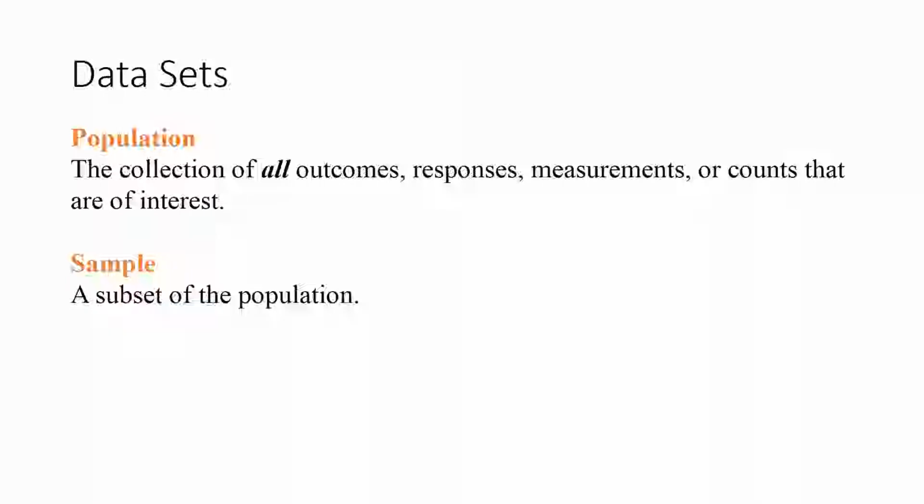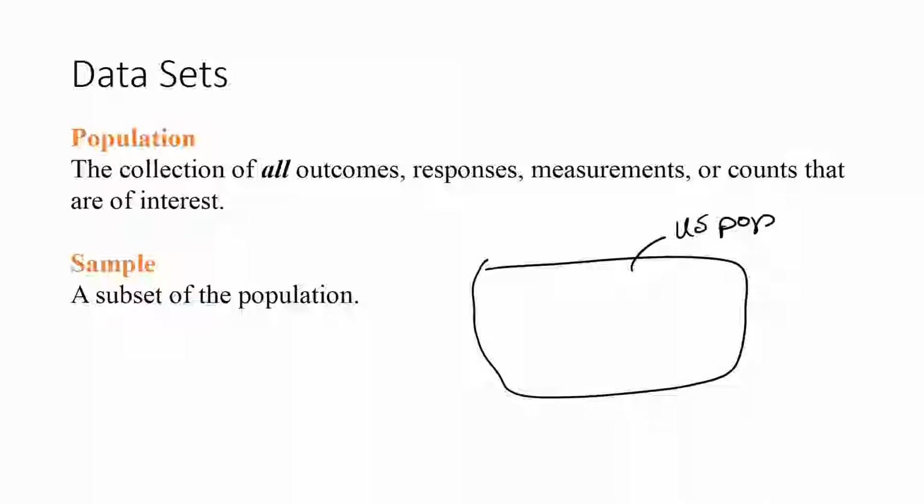The population is the collection of all the outcomes, responses, or measures, whereas the sample is just some subset of the population. So if here we had everyone, that might be something like the US population. And then we did a survey where we talked to some group of 1,000 Americans. So this would be our population. And then the specific people we talked to would be our sample.